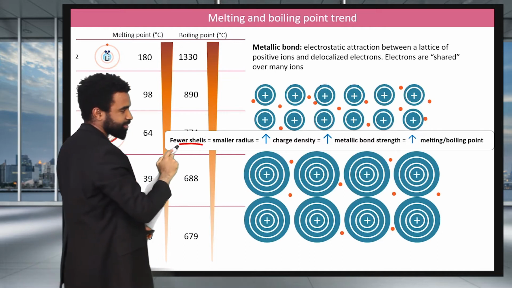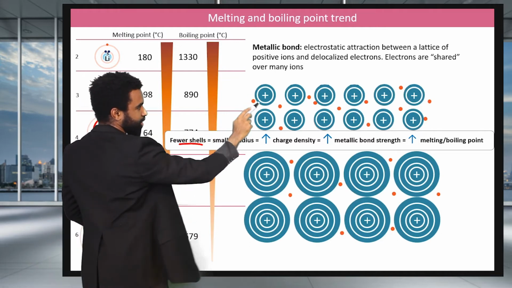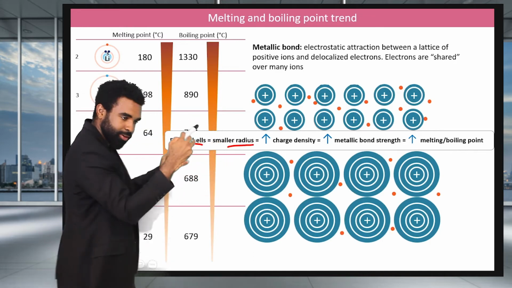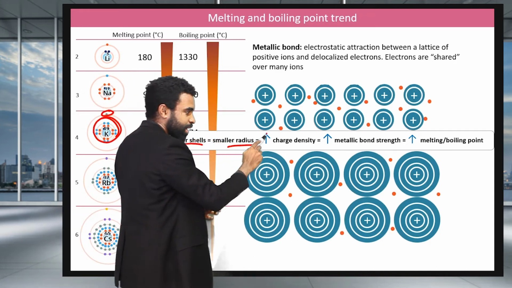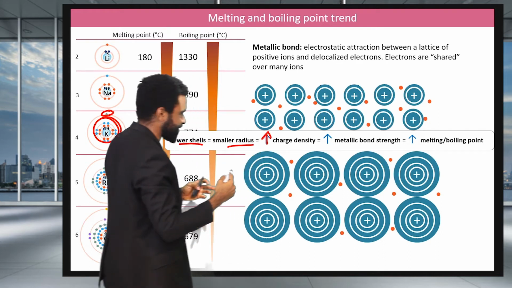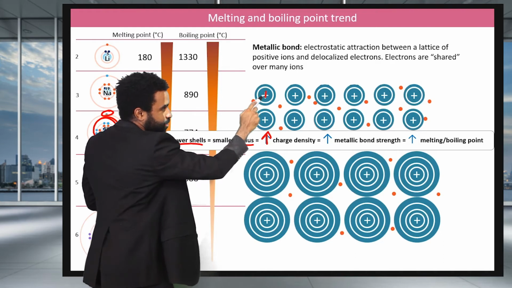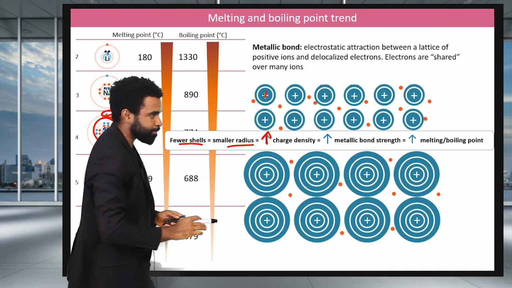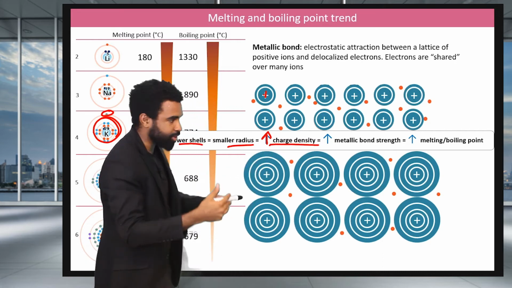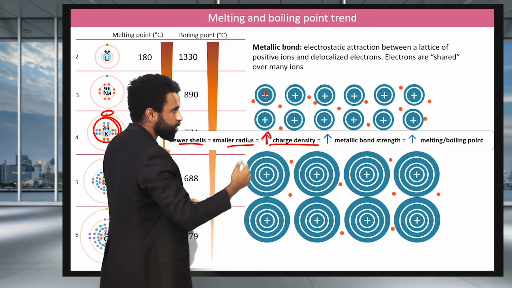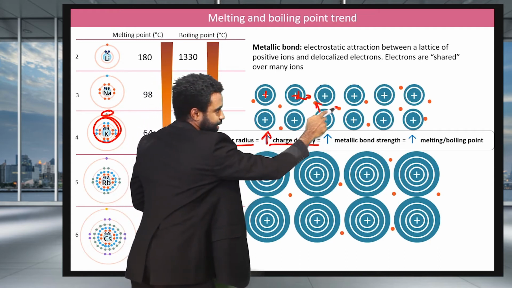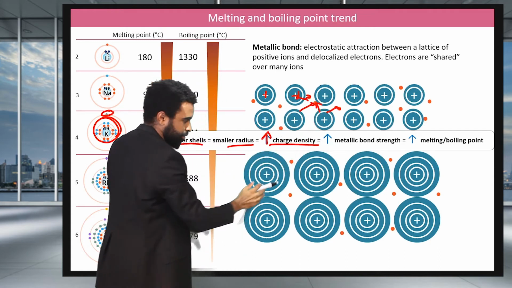Here we have fewer shells. So just one shell in this case for this ion. And that leads us to a smaller radius, a smaller size, which means we have a higher charge density. This is the word I was looking for, a higher charge density, because we have a single charge spread out over a small space. And because we have a higher charge density, the metallic bond strength is more. So the ability of this positive charge to hold on to the free electrons is more here relative to here.